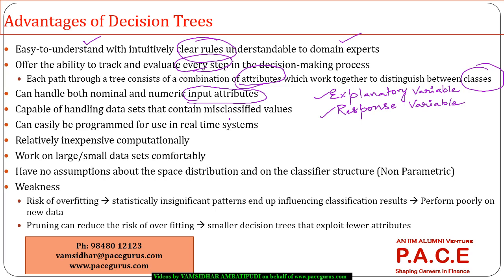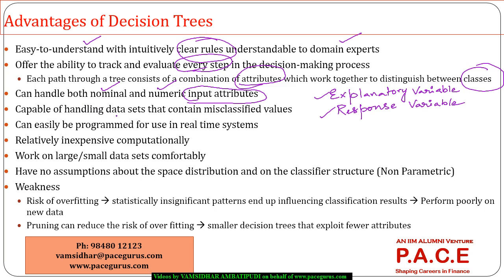Now, those input attributes can either be nominal, meaning they could be categorical data. They need not be numeric all the time. They can very well be categorical variables, or they could be numerical variables. So there is really no hard and fast rule that they all need to be numeric, which means the flexibility is much more when we are using decision trees.